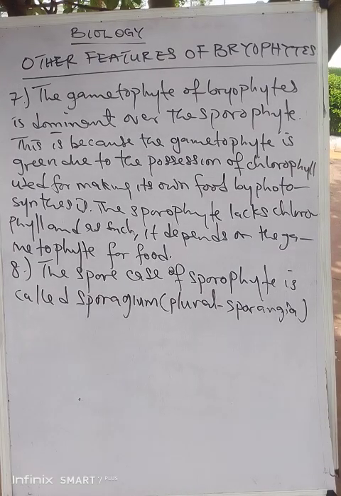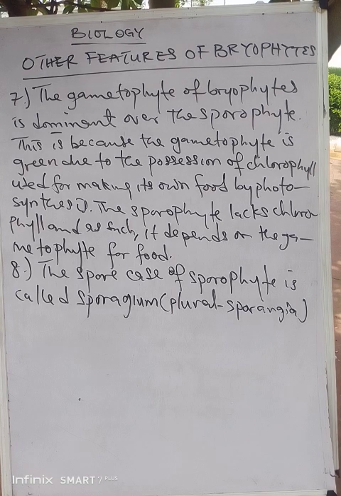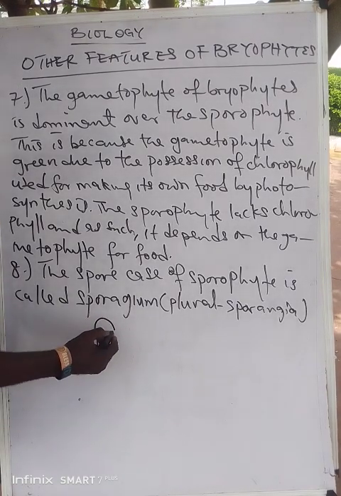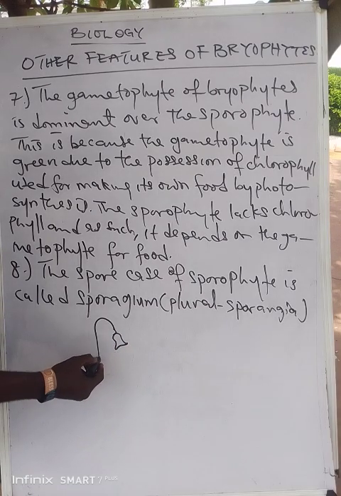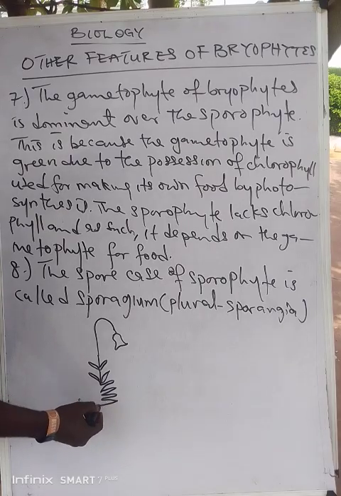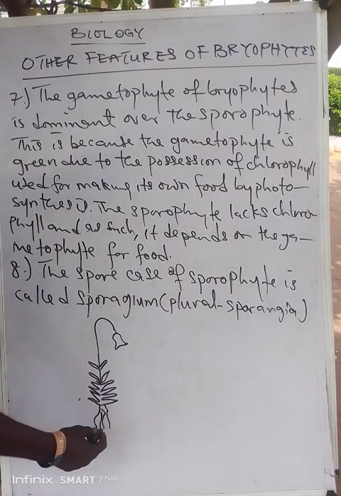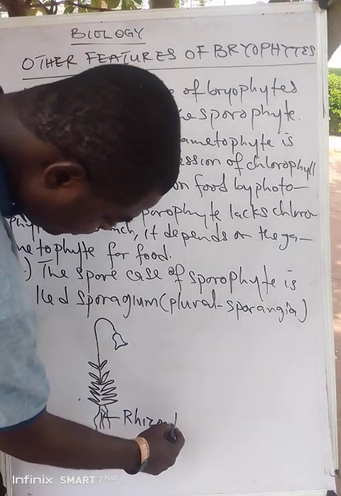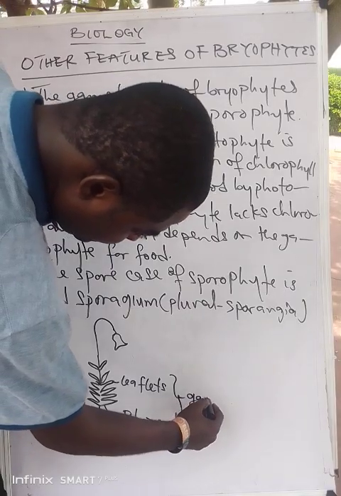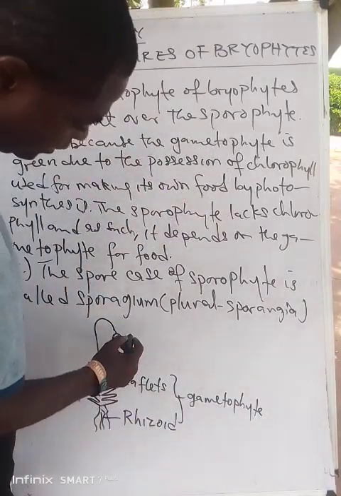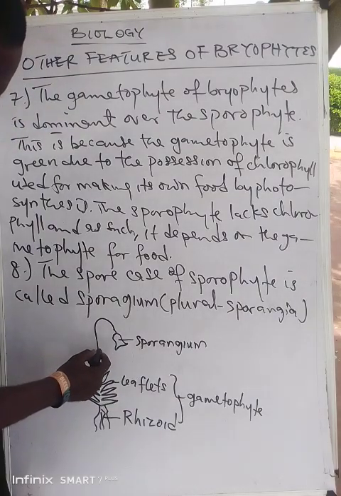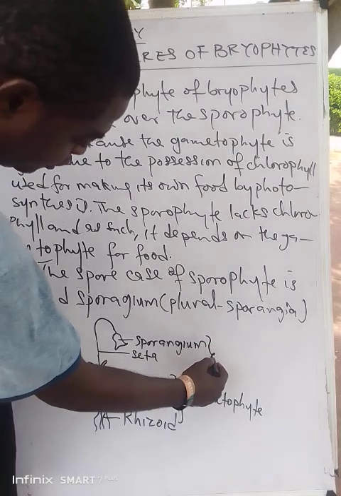This green part can carry out photosynthesis because it has green leaves, and this one depends on it. Let me make a drawing of what I'm saying. This is the rhizoid, the leaflets. This constitutes the gametophyte. While this is the sporangium, this is the seta. This constitutes the sporophyte.